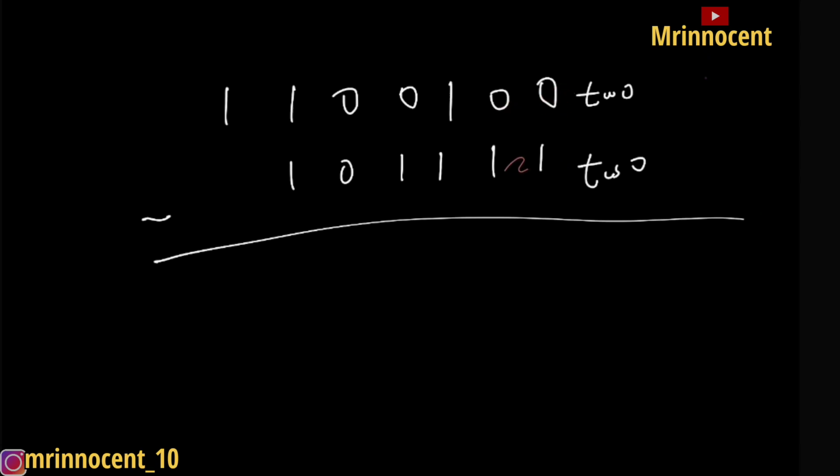Zero minus 1 can't, borrow 1 here, call it 2. 2 minus 1 is 1. And 1 minus 1 is 0. 0 minus 1 can't, borrow 1 from here, call it 2. Borrow 1, call it 2. Borrow 1 here, call it 2.